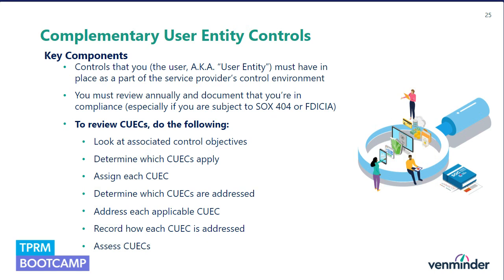Then, once you've identified which CUECs you need to address, you want to make sure that you address them and document that you have addressed them on an annual basis. Record that in an easy-to-read format, so you have the CUEC, who it's assigned to, how it was addressed, and the date. And then you want to assess your CUECs with each new SOC report and with any significant internal changes to that organization.